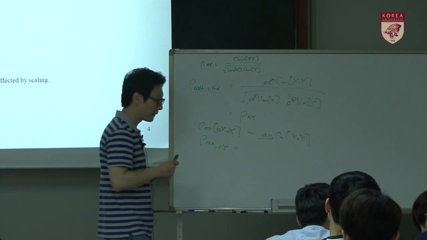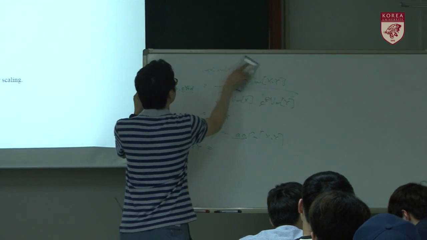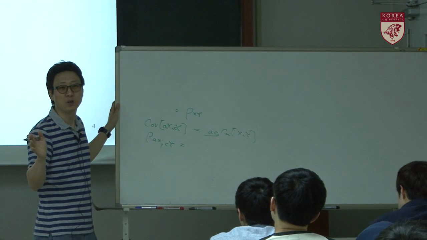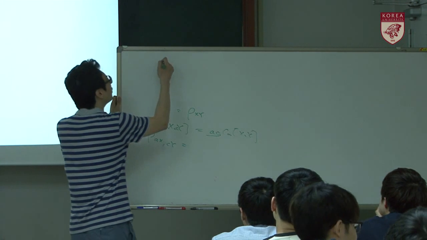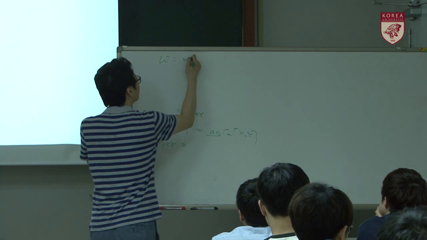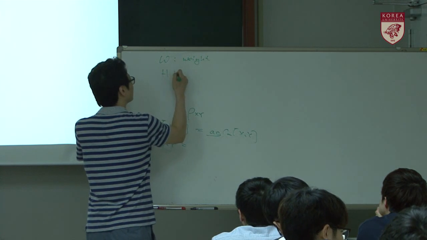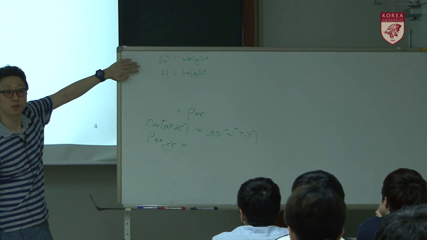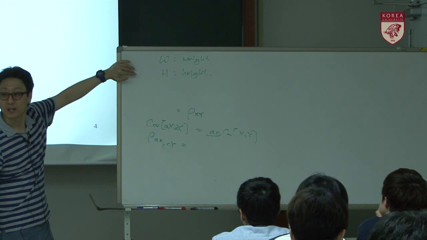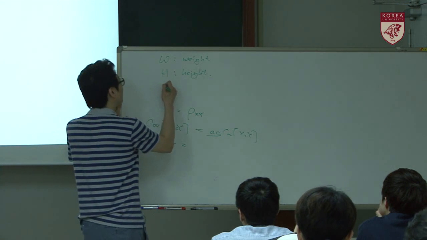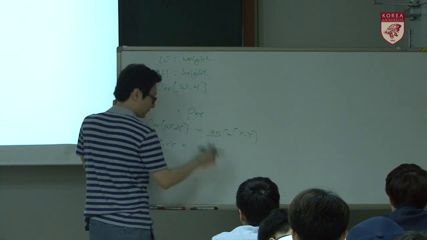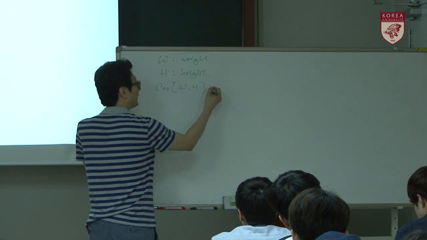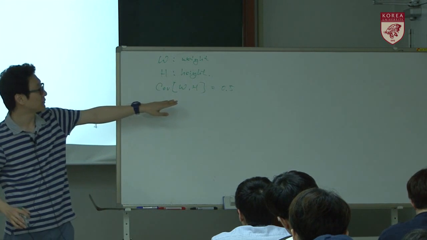Okay, let's think about we want to investigate the relation between weight and height. In order to represent the relation between W and H, we can calculate the covariance between W and H. Let's think about this as, let's say, 0.5. Let's assume that this is 0.5.